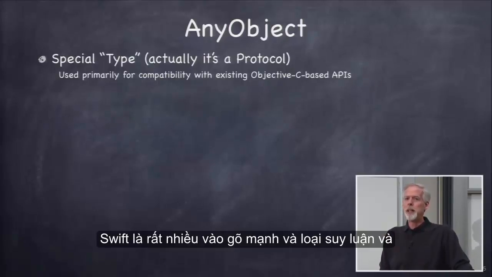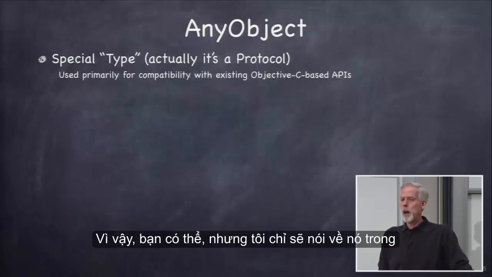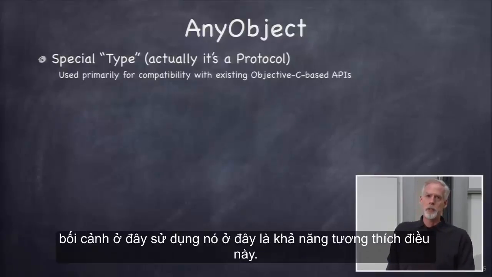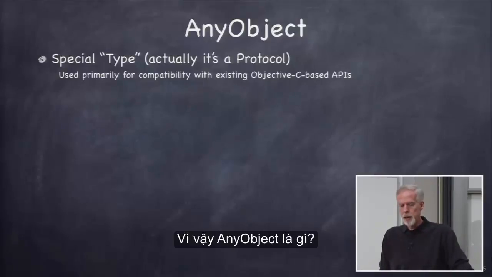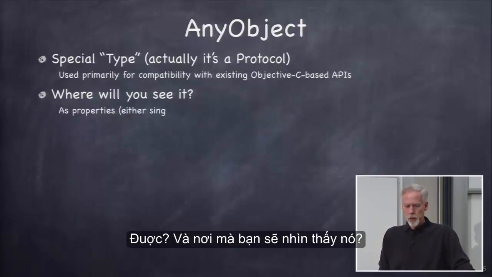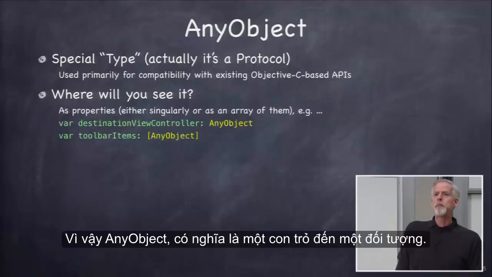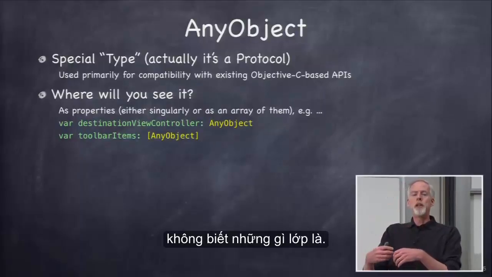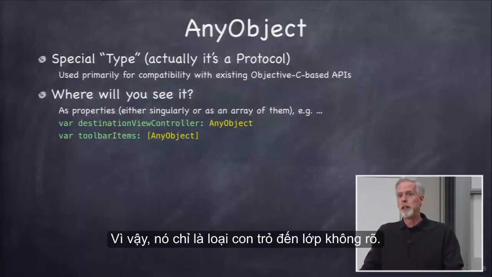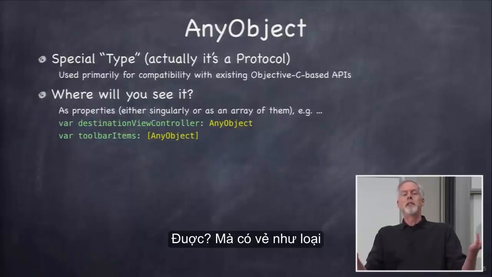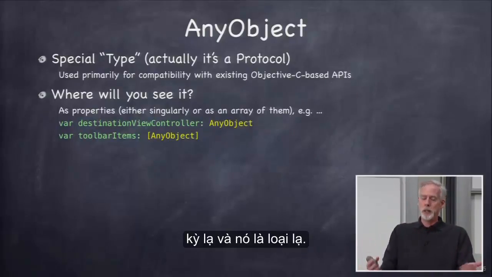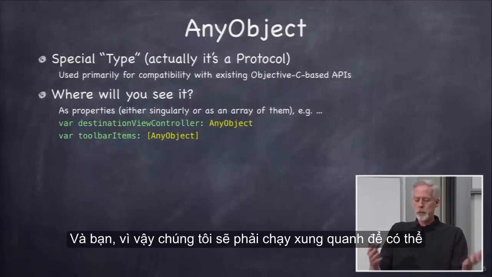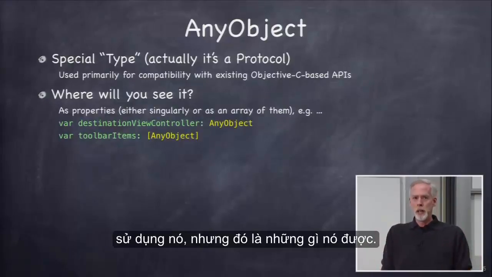Swift is very much into strong typing and type inference and all that. So you could, but I'm only going to talk about it here in the context of using it as this compatibility thing. So what is AnyObject? And where will you see it? AnyObject means a pointer to an object, meaning an instance of a class that you don't know what the class is. So it's just a pointer to an unknown class, which seems kind of weird, and it is kind of weird. So we're going to have to play around to be able to use it. But that's what it is.